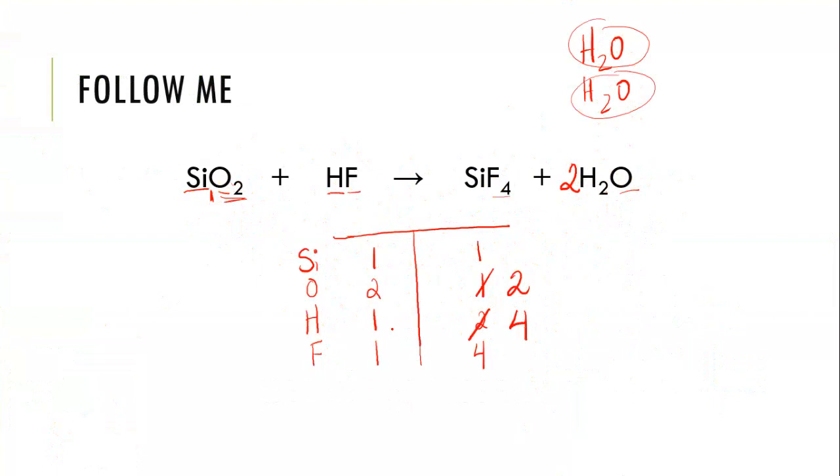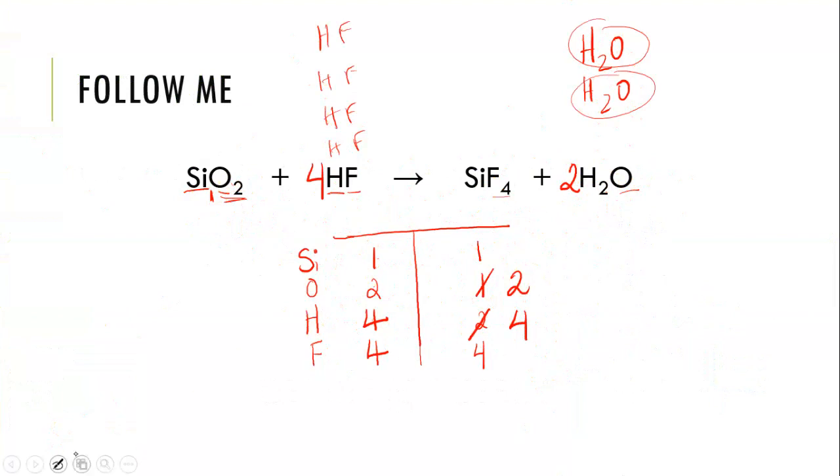I need to try to get 4 over here. Well, as long as there's 1, I can multiply 1 by anything. So if I put a 4 in front of this, that means I'll have HF, HF, HF, and HF. Look, that's 4 of those and 4 of those. That becomes a 4, and that becomes a 4. And look, these are equal, the O's are equal, and the Si's are equal.